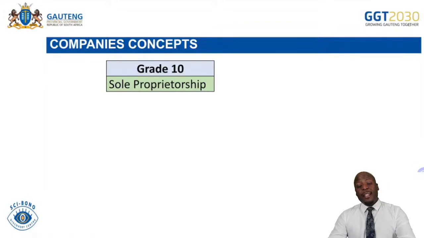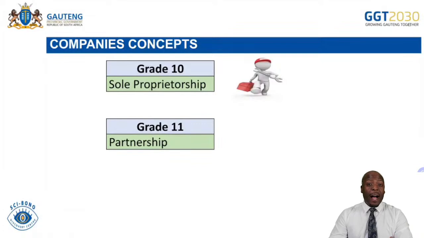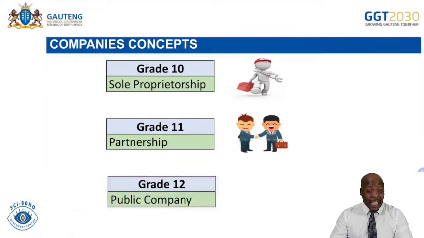You will realize that in grade 10, you did what was known as the sole proprietorship. This was the one-man business whereby the owner contributed the capital and the profits belonged to the owner as well. This was done in grade 10. And when we went to grade 11, we did partnerships whereby there were people that would come together, then they would bring capital together, and then they would also share their profits. But now that we're in grade 12, we are no longer going to be doing these two. We are now doing what is known as public companies. So we're dealing with companies in grade 12.